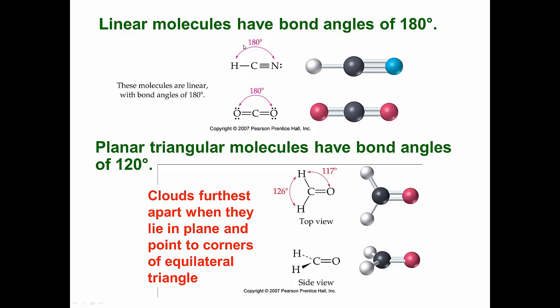So linear molecules have bond angles of 180 degrees. So this molecule here, this is linear, central atom, 2 bonds, 180 degrees. Same with carbon dioxide. A planar triangular molecule has bond angles of about 120 degrees. And that's because the electron charge clouds are the furthest apart when they lie in a plane and point to the corners of an equilateral triangle.